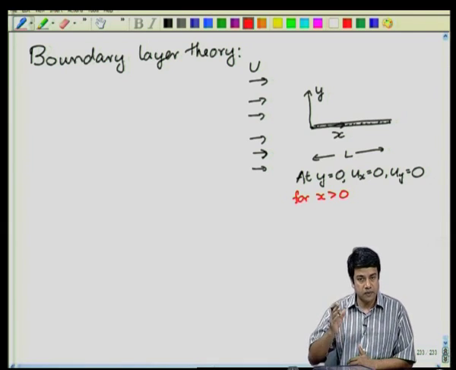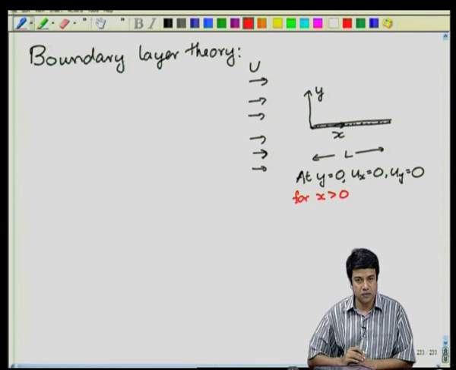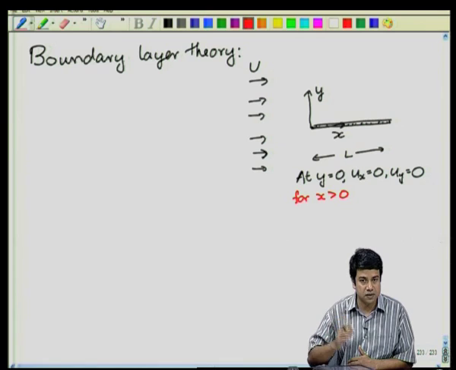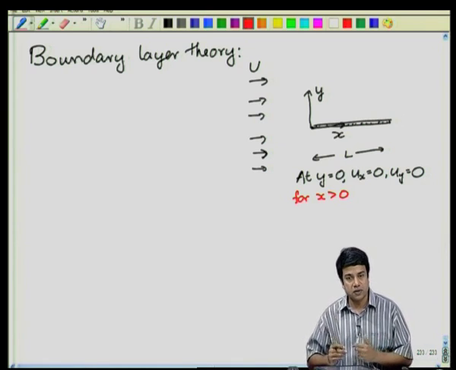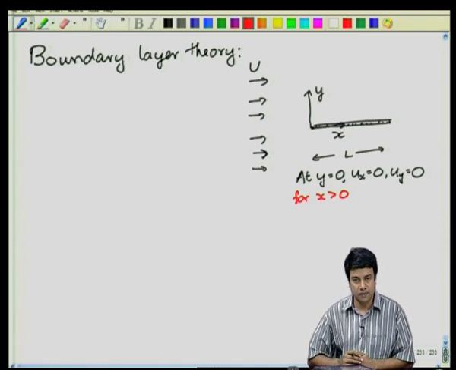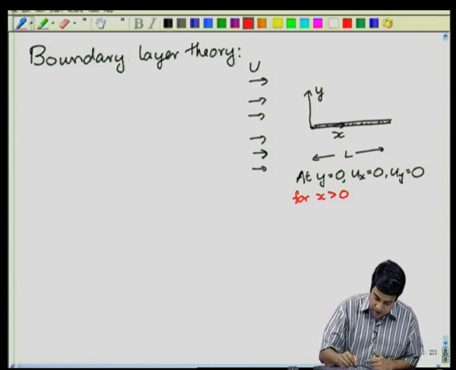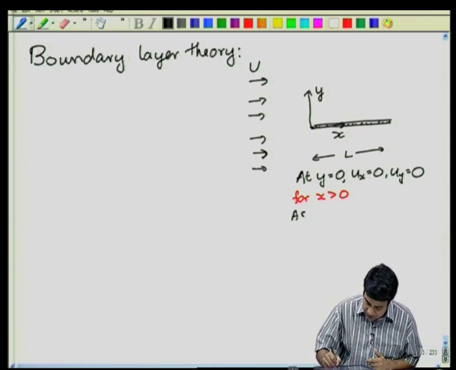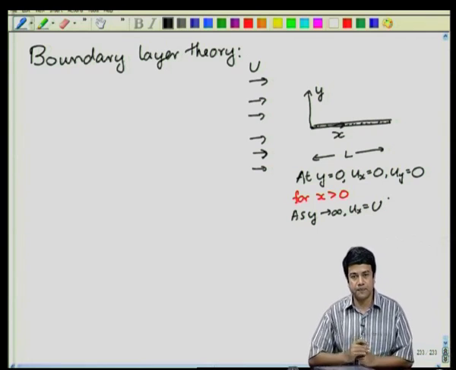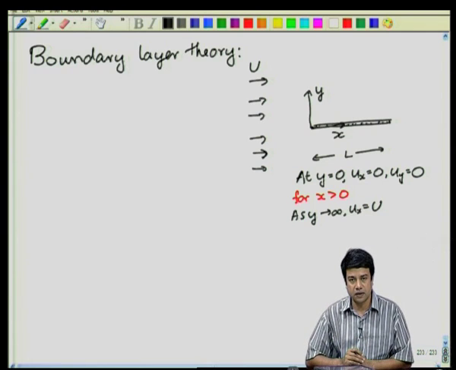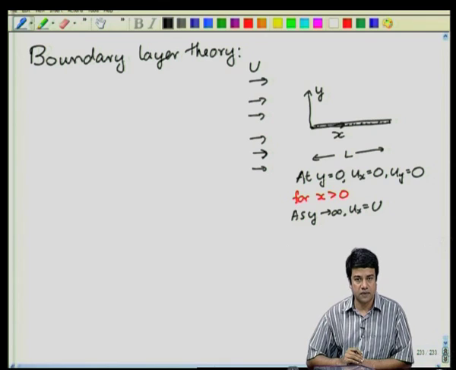If you go far from the plate in the y direction, you encounter the free stream. The fluid far from the plate has not really encountered the plate yet, because it is at a large distance away from the plate. The velocity should be just equal to the free stream velocity capital U. So, the second boundary condition is that as y goes to infinity, ux is equal to just the free stream velocity U.